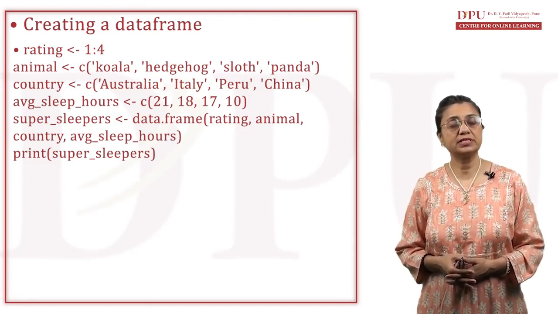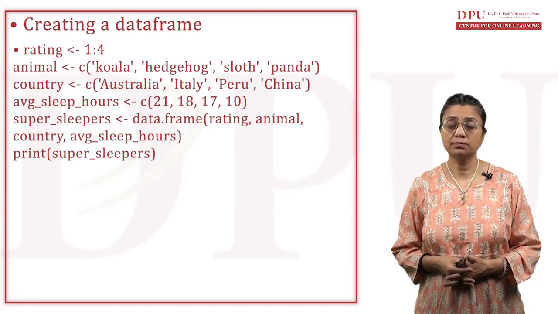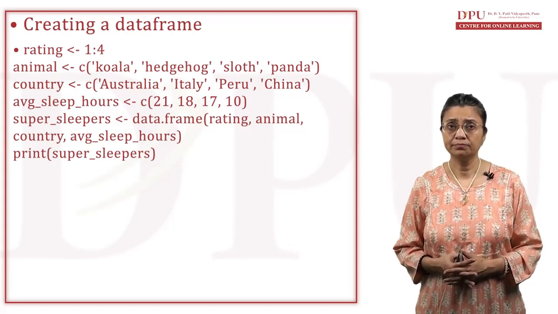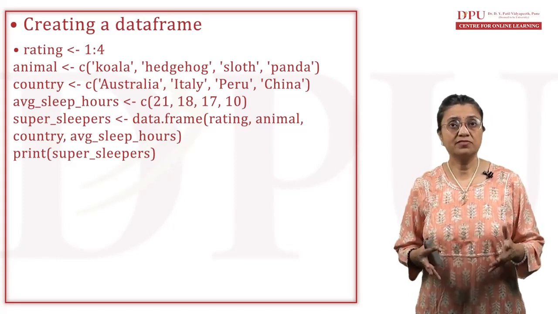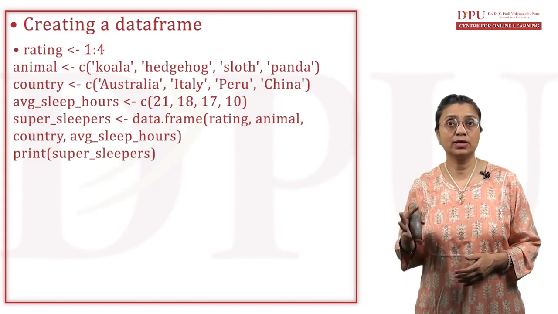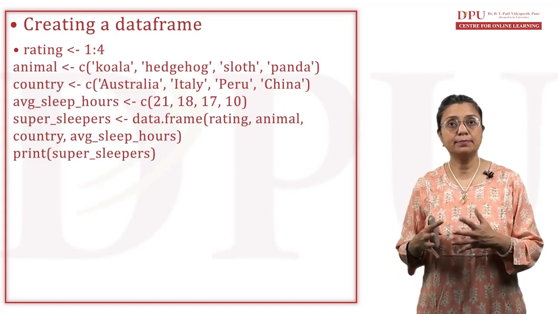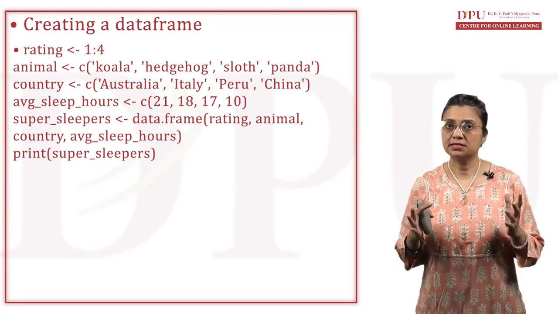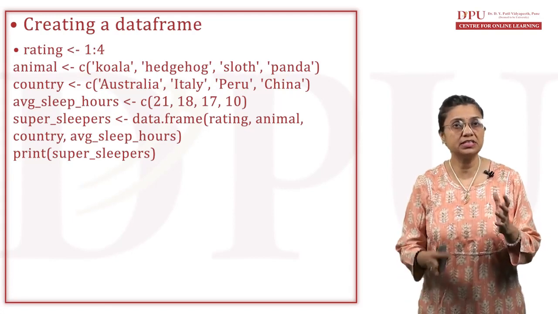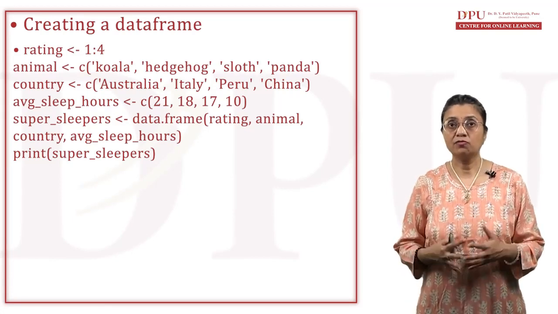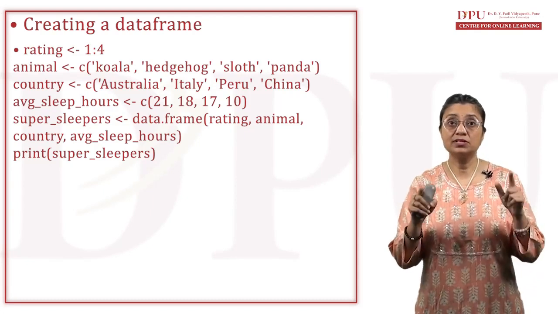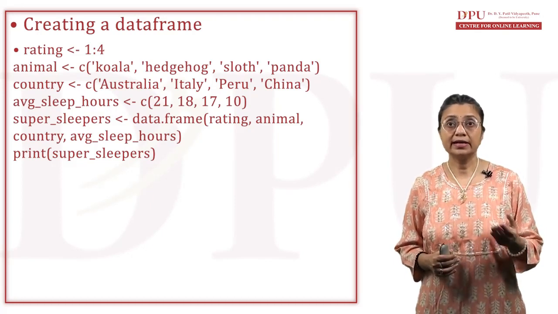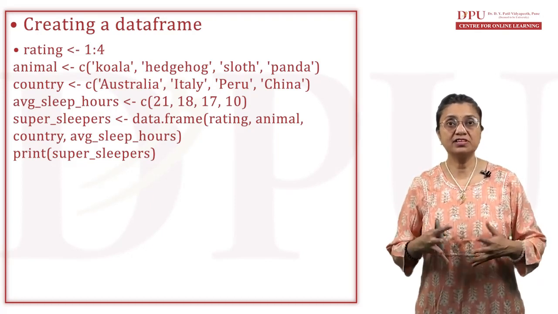Here the first variable is rating, which has values from 1 to 4. Next is animal, which has values koala, hedgehog, sloth and panda. Next is country, where we have values Australia, Italy, Peru and China. And then we have average sleep hours, which is 21, 18, 17 and 10. Super sleepers is a data frame, the variable which is storing the details of the super sleepers. Now we have used the data.frame function, and within parentheses, if you can see, we have passed the 4 vectors. What are those vectors? Rating, animal, country and average sleep hours.